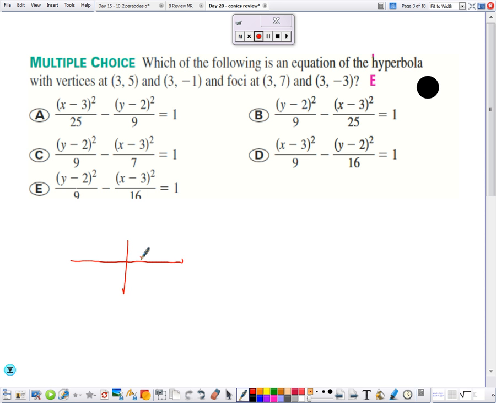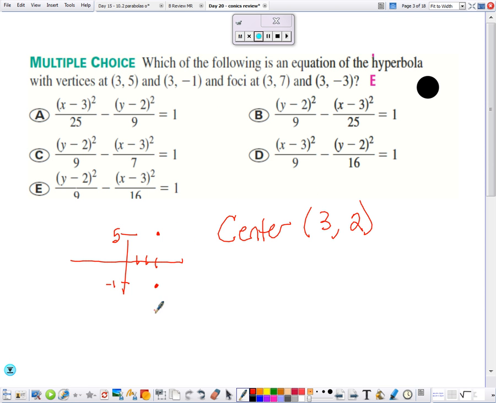The vertices are at (3, 5) and (3, -1). So that means the center is in between. So it's going to be at 3, and 5 plus -1 divided by 2 is 2. So the y value has to be with a 2. All of them are here.